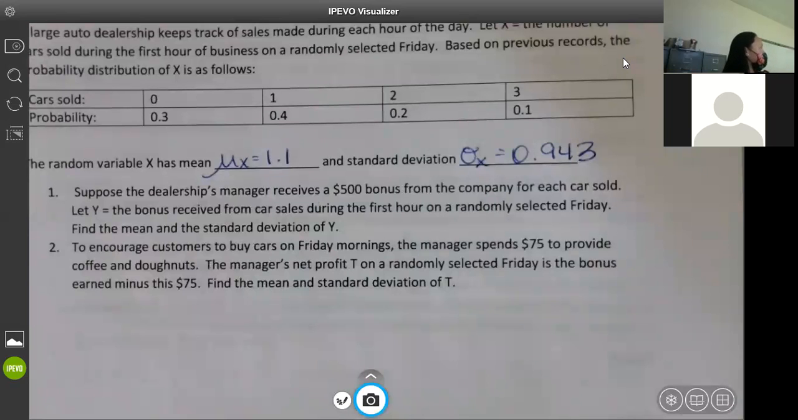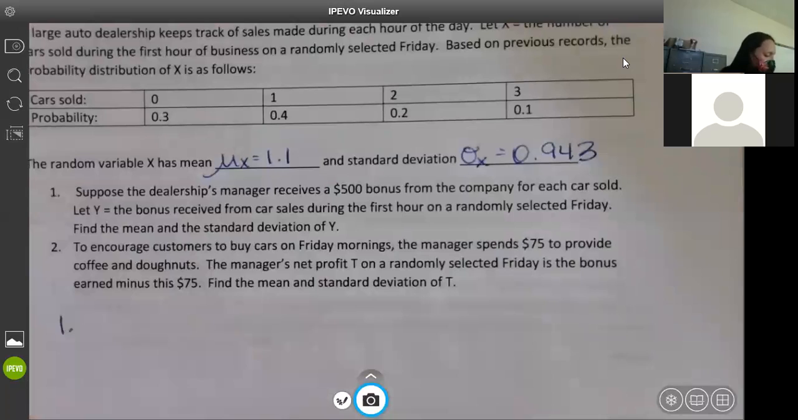All right. Suppose the dealership's manager receives $500 bonus from the company for each car sold, 500 for each car. Let Y equal the bonus received from car sales during the first hour on a randomly selected Friday. Find the mean and the standard deviation of Y.